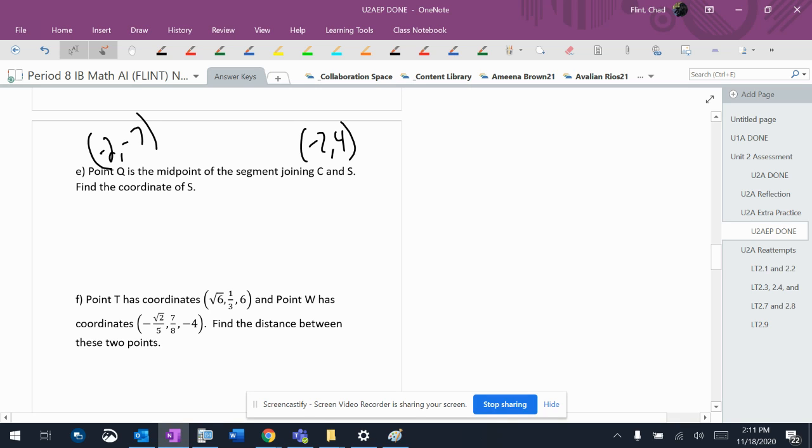All right, so this problem says point Q is the midpoint of the segment joining C and S. Find the coordinates of S. I originally thought that I didn't set this up right, but I did, because I want you to find S, which is the endpoint. So you have the midpoint in this situation.